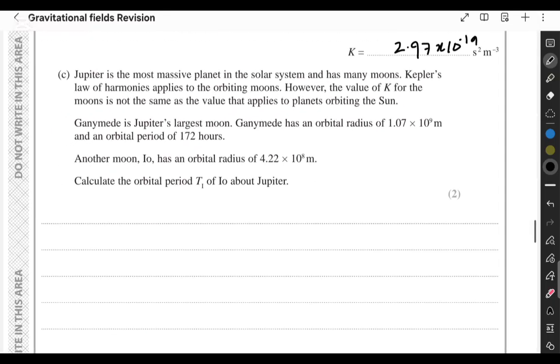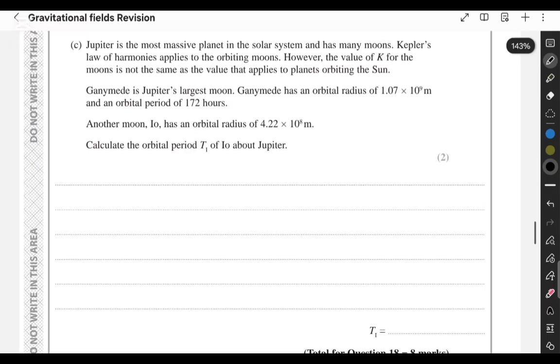So now we're going to go to part 3 of the question. Let's go through this. Jupiter is the most massive planet in the solar system and has many moons. Kepler's law of harmonics applies to the orbiting moons as well. However, the value of k for the moons is not the same as the value that applies to planets orbiting the sun. Makes sense? So Ganymede is Jupiter's largest moon, and Ganymede has an orbital radius of that, and it has an orbital period of that. Okay, that makes sense.